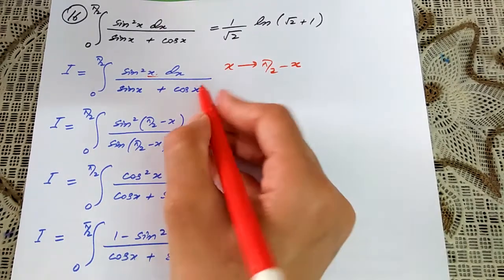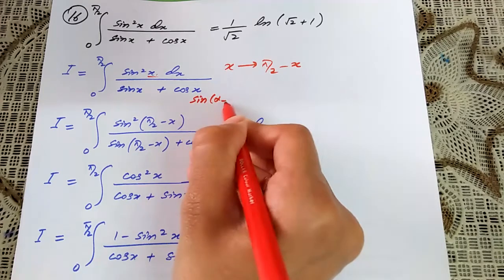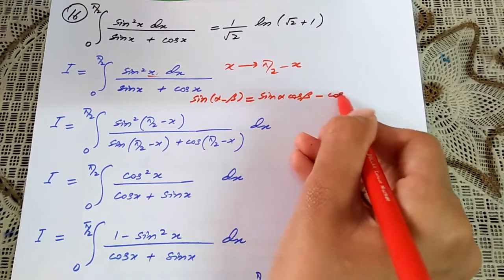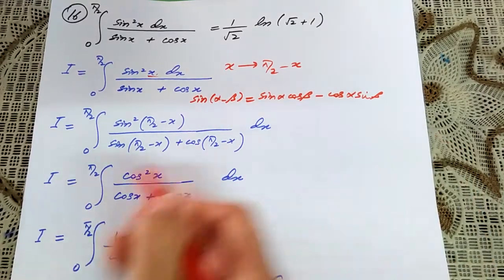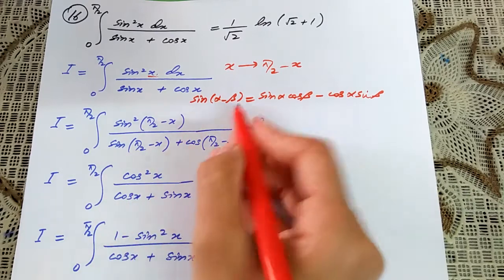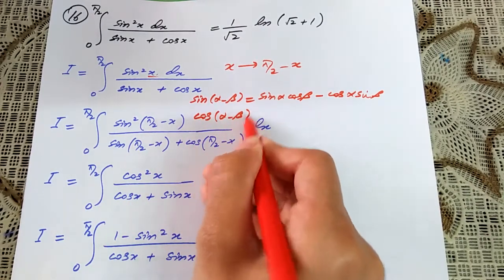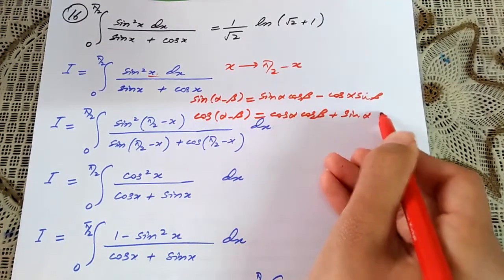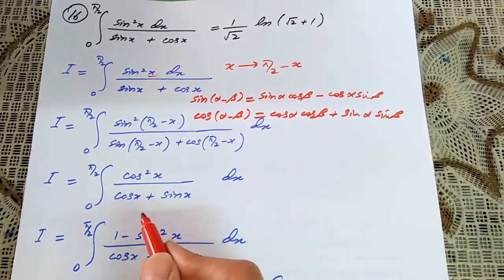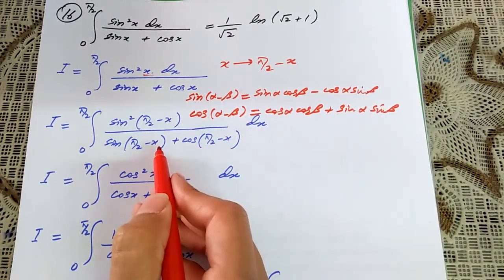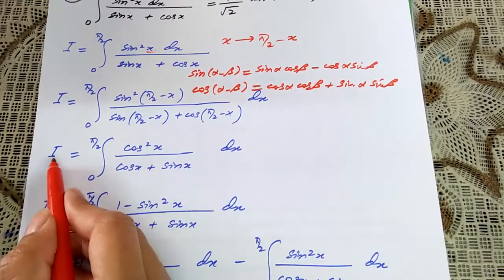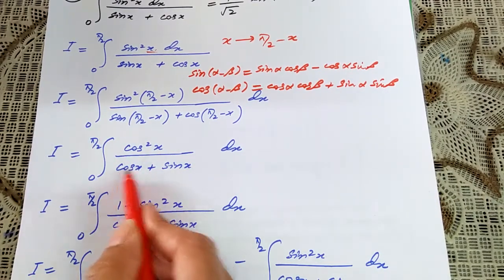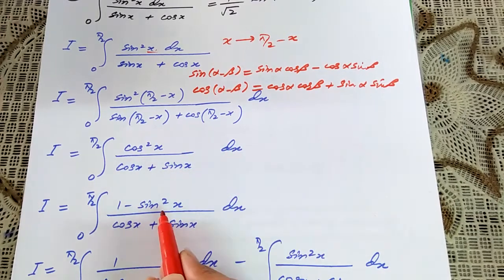Use the same formula to open these things. Sine of alpha minus beta is equal to sine of alpha cos of beta minus cos of alpha sine of beta. Use the same identity to open it. And for cos of alpha minus beta, you have the formula cos of alpha cos of beta plus sine of alpha sine of beta here. Use these identities to open this. You will get here I equals integration from 0 to pi by 2 cos square of x over cos of x plus sine of x dx here.